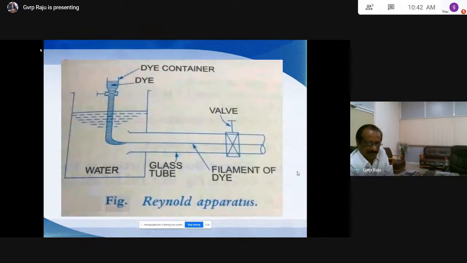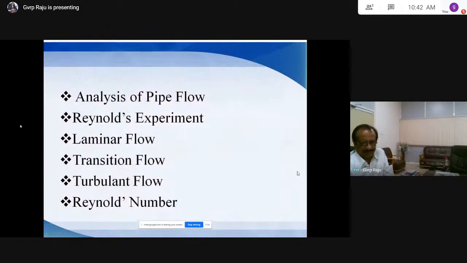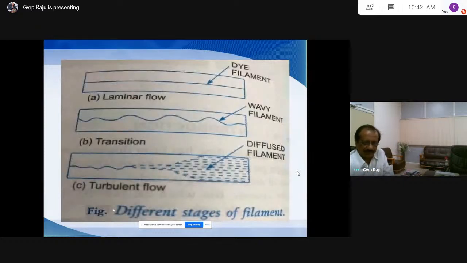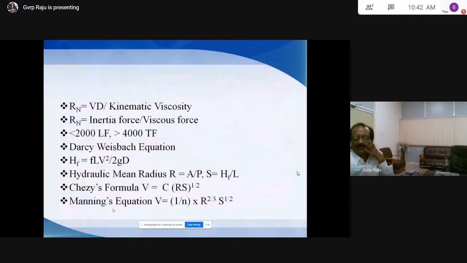Then we have Reynolds number here. Reynolds number is the ratio of inertia force to viscous force. So here we can find out different types of flow, and we have the equation here. Reynolds number is inertia force to viscous force.